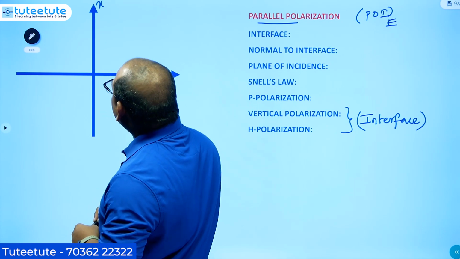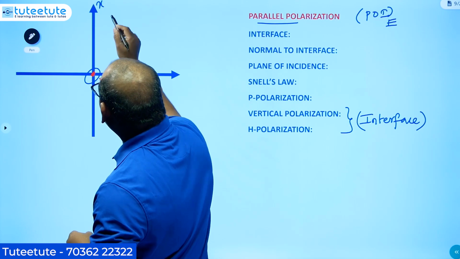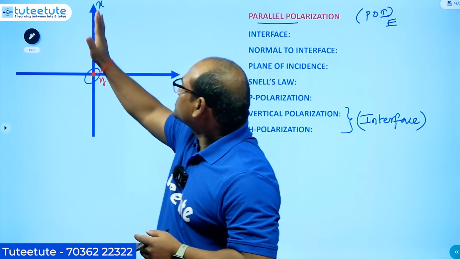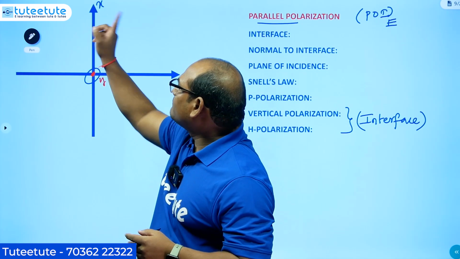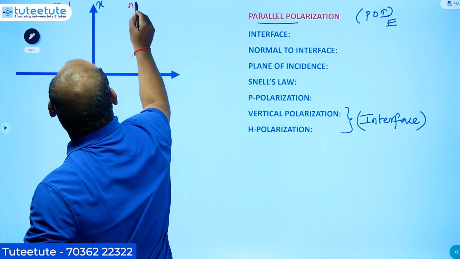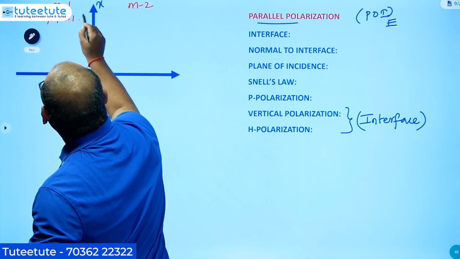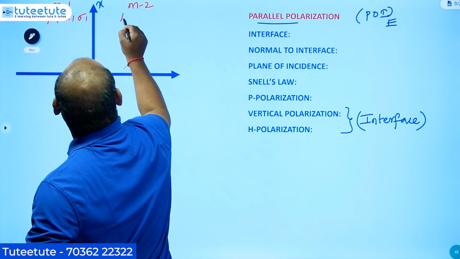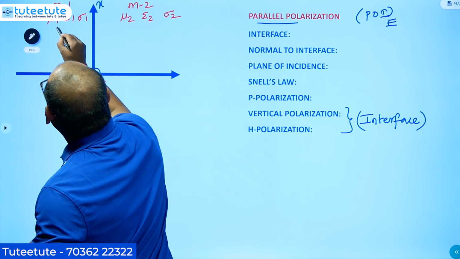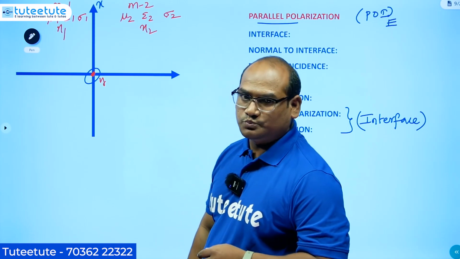As per our previous discussion, I am taking the boundary as the xy plane. This is the x-axis, and the y-axis is coming towards you. This boundary separates medium 1 and medium 2. Medium 1 has the characteristics mu1, epsilon 1, sigma 1, and medium 2 has the characteristics mu2, epsilon 2, sigma 2, so that medium 1 has impedance eta 1 and medium 2 has impedance eta 2.